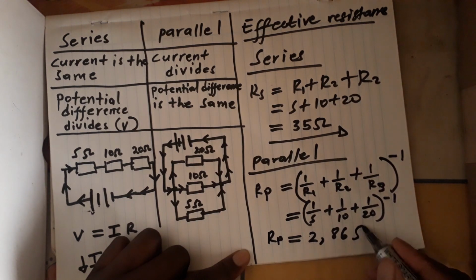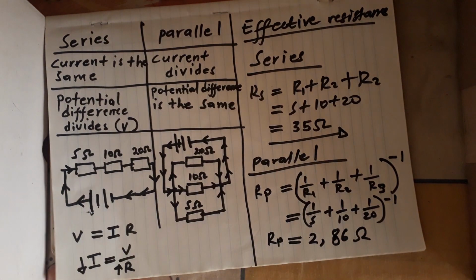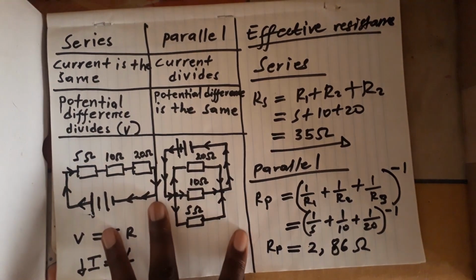2.86 ohms. 86 ohms. This is what we are going to get as our answer. Now let's compare these two.